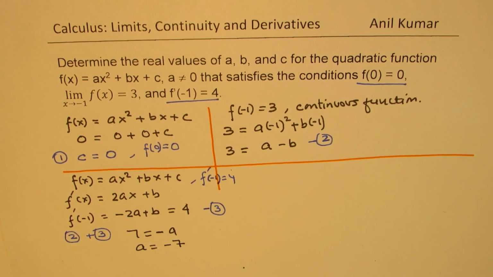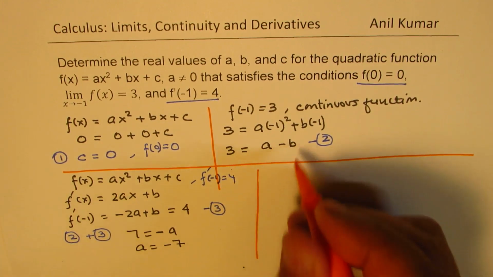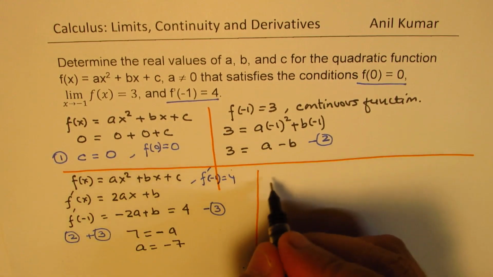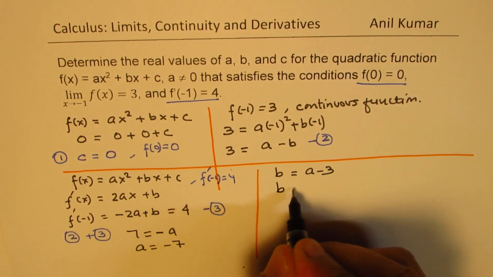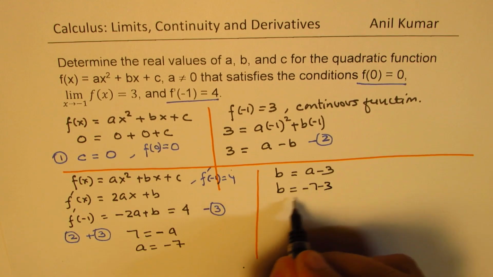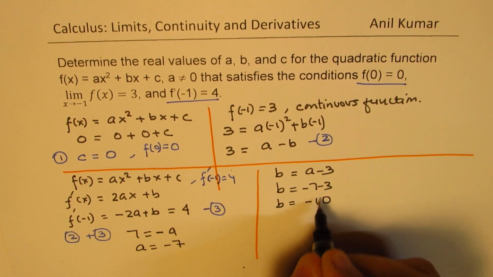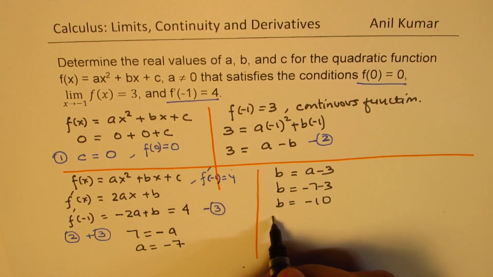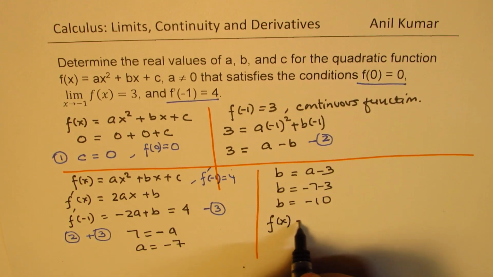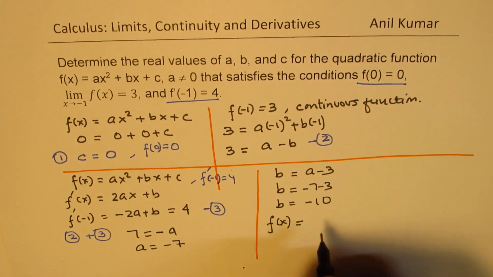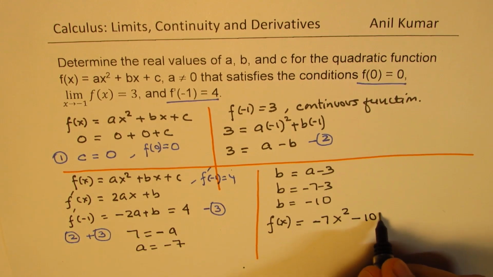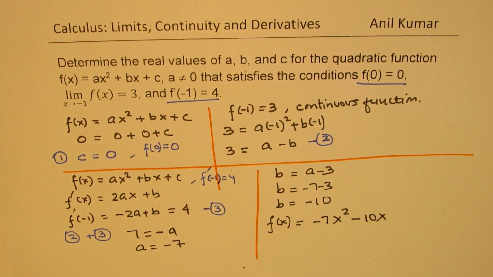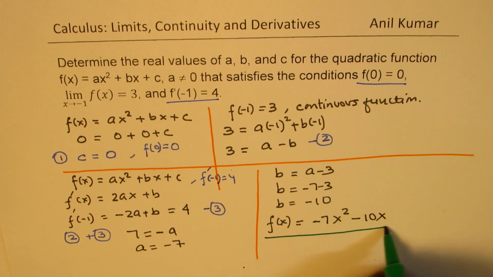Clear? Now if a is minus 7, what is b? We know b is equal to a minus 3. So b is equal to minus 7 minus 3. So b is minus 10. So we know that the function f of x should be, a being minus 7, minus 7x squared minus 10x. Does that make sense? c is 0, right? So that's how we find the equation.